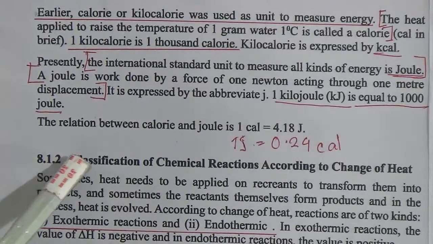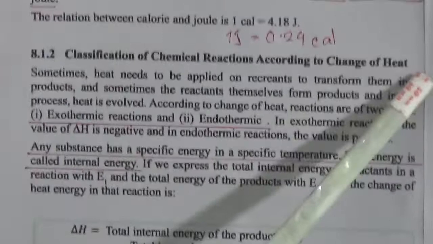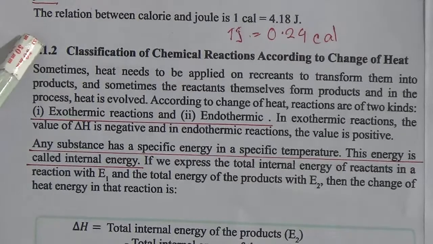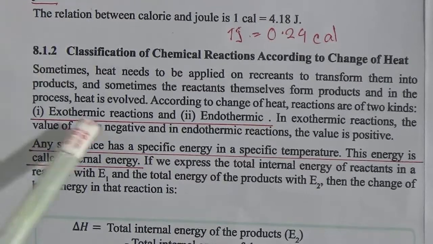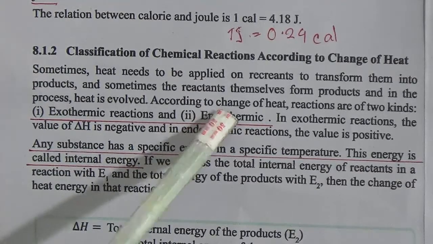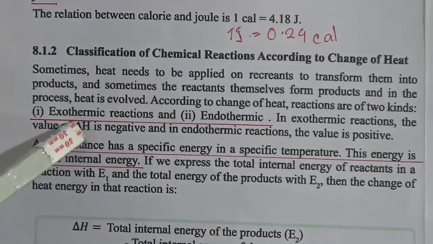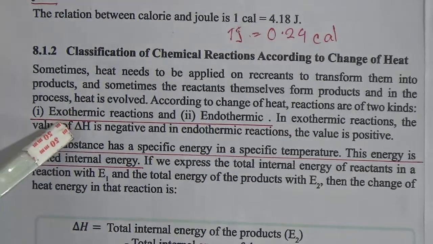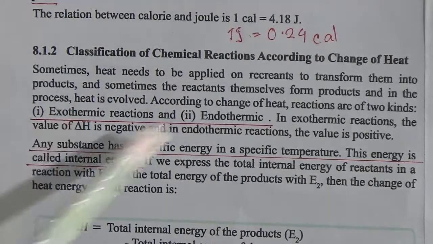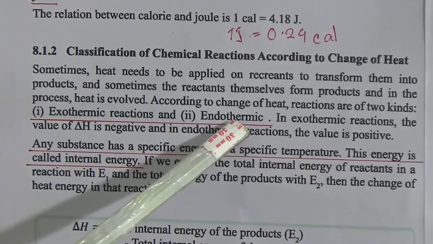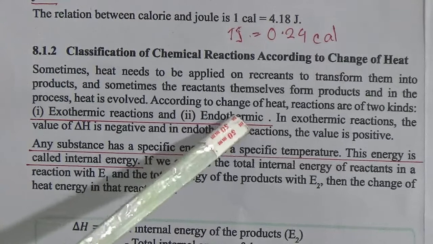Now come to the next portion, classification of chemical reactions according to the change of heat, which we already learned in our previous chapter. According to heat production or absorption, there are two kinds of chemical reactions: one is exothermic, another is endothermic. What is exothermic? A chemical reaction from which heat is produced, that means the reaction place becomes hot, is exothermic. Another one is endothermic, in which heat is absorbed. In an endothermic reaction, the reaction place becomes cold.